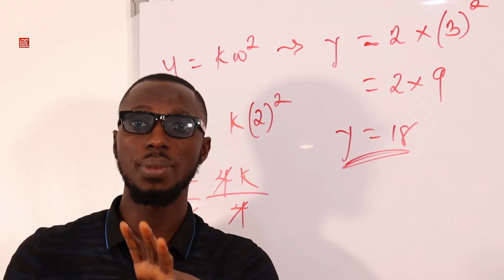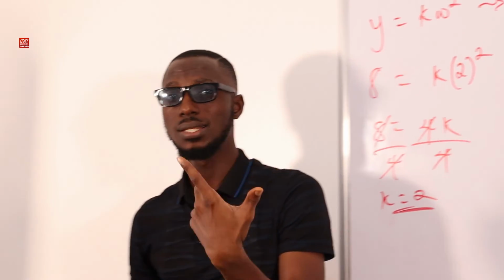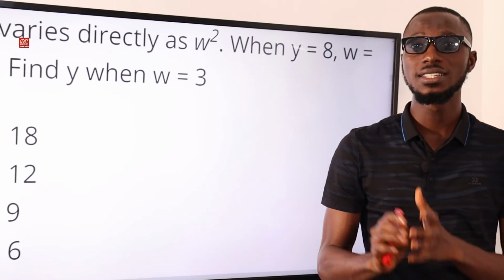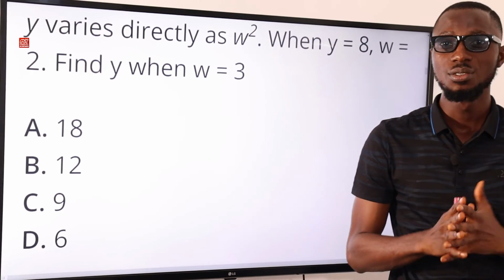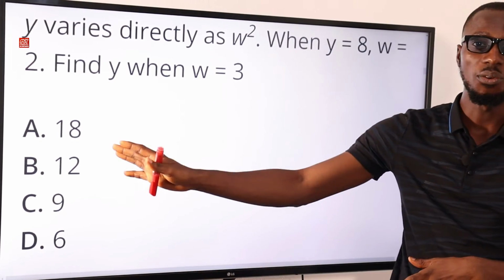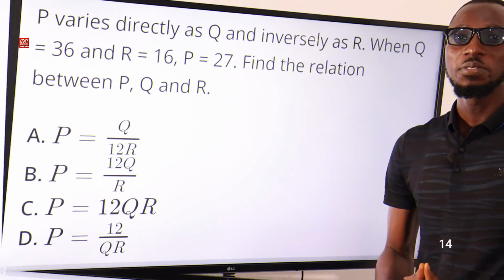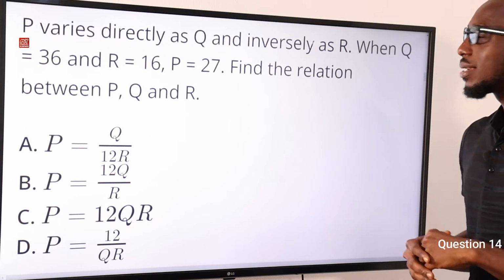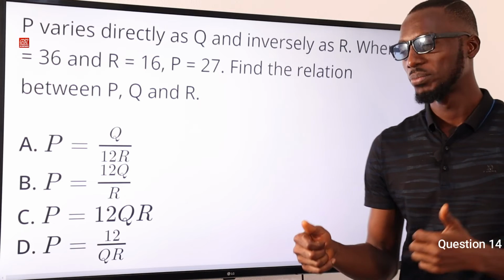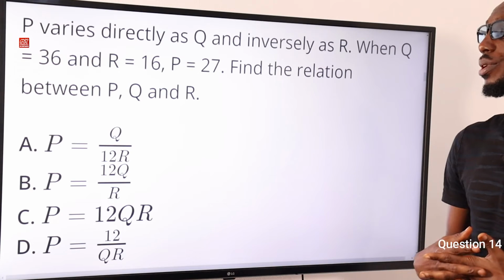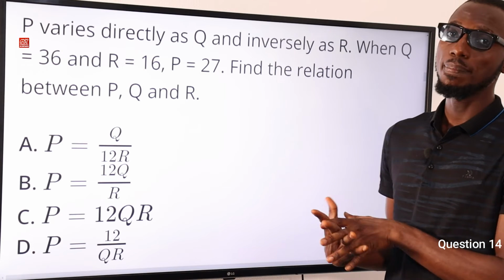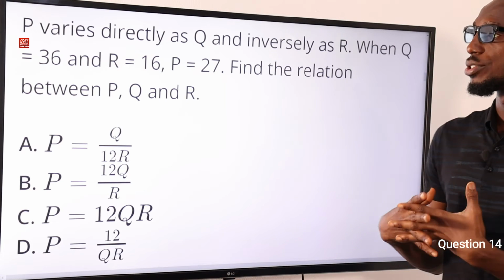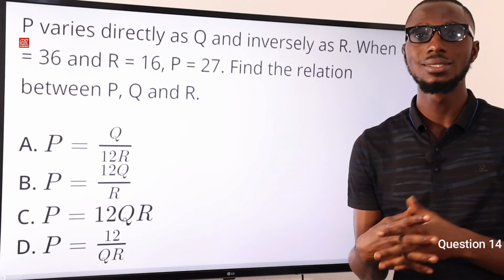So join me to go back to the screen to select the correct option. If you look through the options provided, you will find the value 18 in option A. So option A is the correct option. Question 14. P varies directly as Q and inversely as R. When Q equals 36, R equals 16, P equals 27. Find the relationship between P, Q, and R.